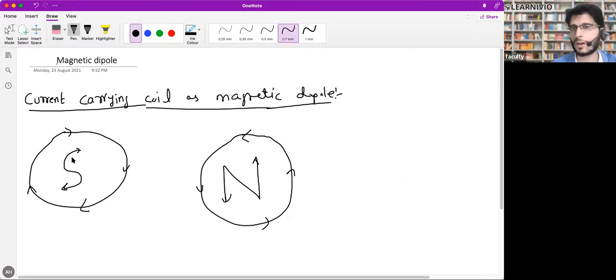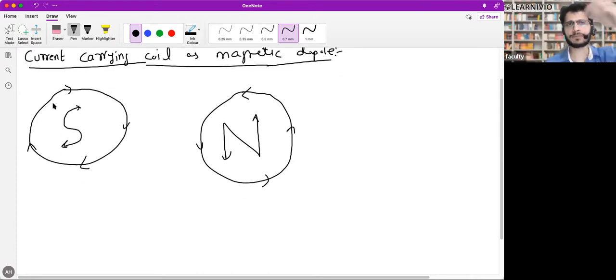If the current is clockwise, it behaves as a south pole. If the current is anti-clockwise, it behaves as a north pole. In a single coil, we have both the poles. With respect to one side, if it is south, then from the other side, it's north. The next thing is, now you know that a current carrying coil is a dipole, it has both a north pole and a south pole.